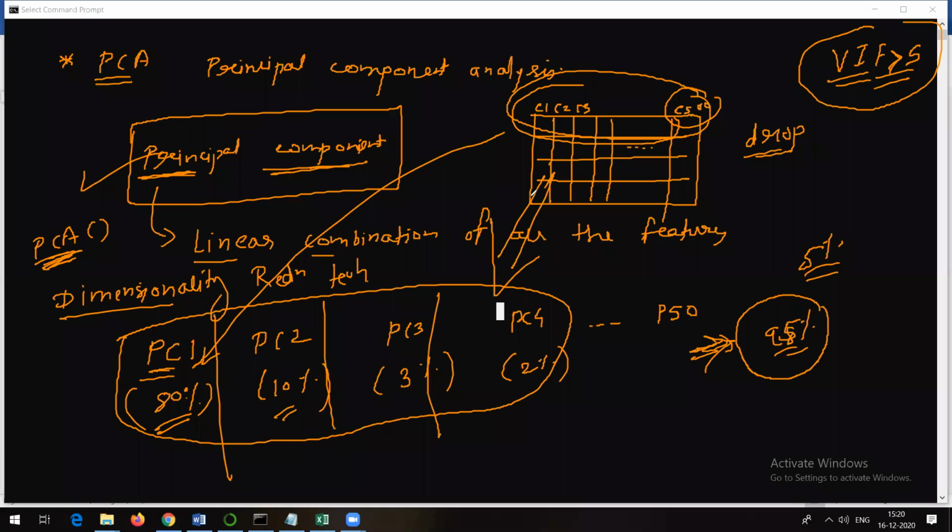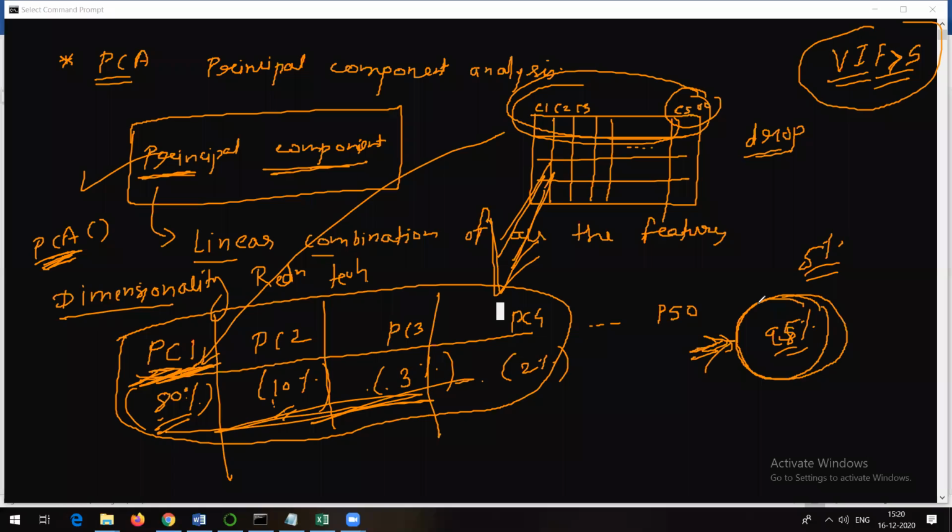What is going to happen is this is totally going to change the representation of the data. Obviously, these will also be numbers, but those numbers are not going to give you any idea. You will not be able to understand anything from these numbers because each principal component is a linear combination of all the features. So 80 plus 10, 90, 90 plus 3, 93, 93 plus 2, 95. So I am still able to represent 95% of the variation in the complete data set with only 4 components.